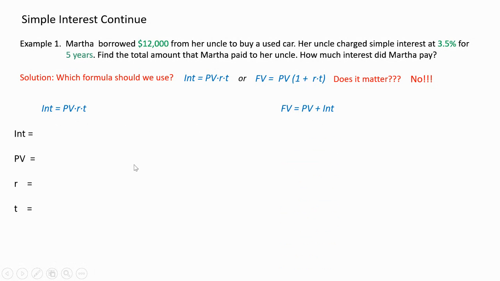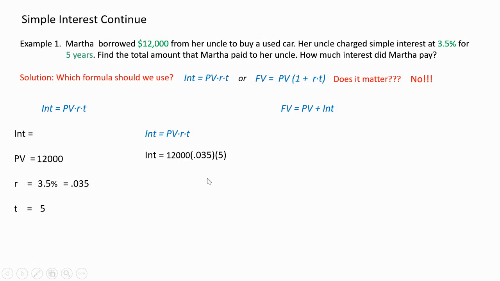So on this word problem, what's given? Martha borrowed 12,000. So how much money did Martha borrow? 12,000. That's the present value. The interest rate is in percent, 3.5%, which will be 0.035, because you have to convert it to a decimal. And the time is in years, so 5 years. Students need to know how to extract the information from the word problem into where it belongs, because each variable represents something. So then let's put it into the calculator.